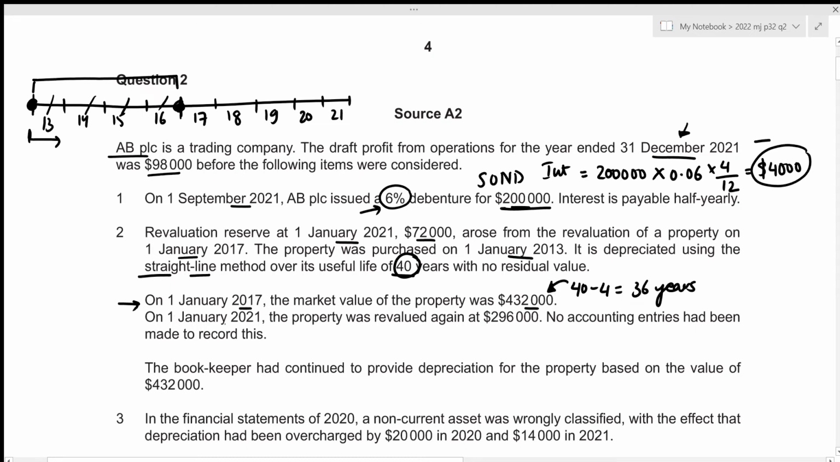Then we're also told that on 1st January 2021, the property was revalued again, which is right here. Again, we need to no longer consider these years which have already elapsed. So that's the previous 4 years, and then 17, 18, 19, 20. That's another 4 years. Now the useful life is just going to be 40 minus 4 minus 4, which now results in 32 years. So the number of useful years which we will be utilizing in order to calculate depreciation using this amount of 296,000 is going to be 32 years. And no accounting entries had been made to record this. So this just means that we had not recorded this revaluation made on the date of 1st January 2021.